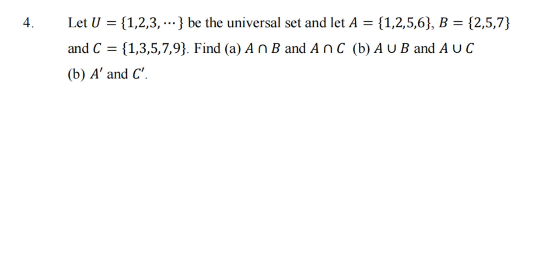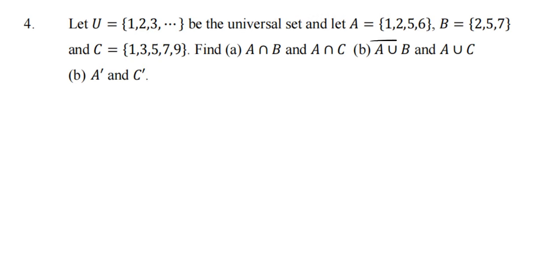Let's move on to question number 4. We're told to let the universal set be 1, 2, 3, so those are positive integers. Let the universal set be that, and let A be this, B is that, and C is that. Then we're trying to find A intersection B and A intersection C, then A union B and A union C. Okay, so let's just start with the first one.